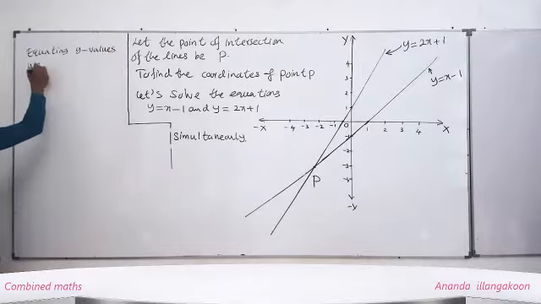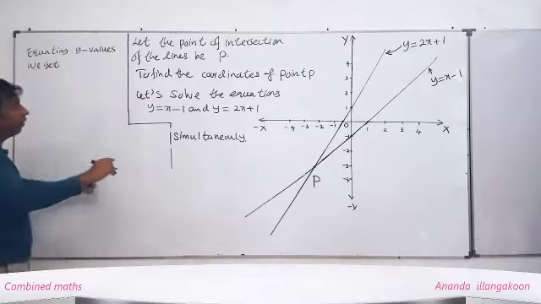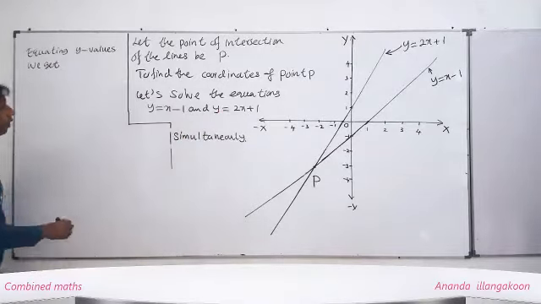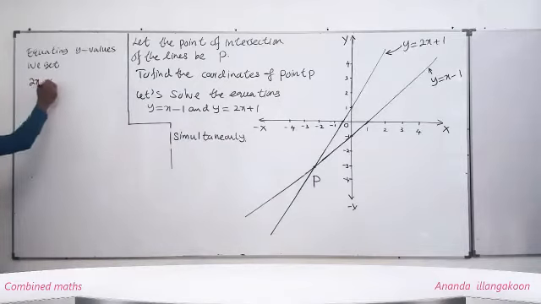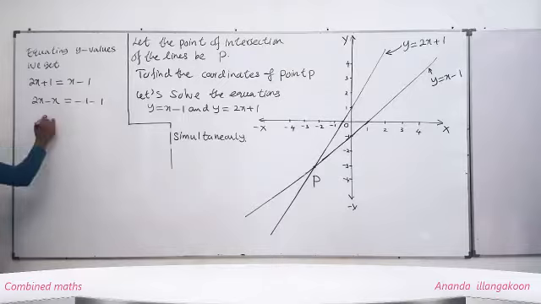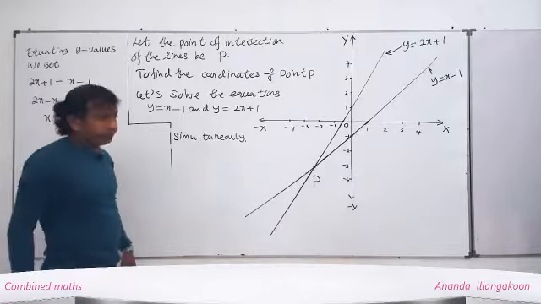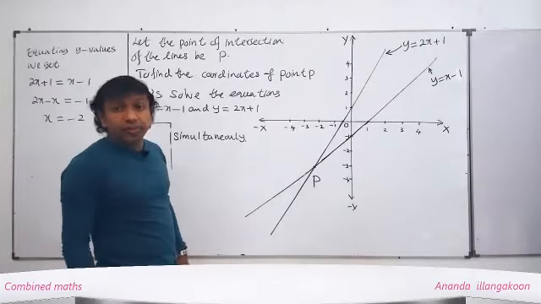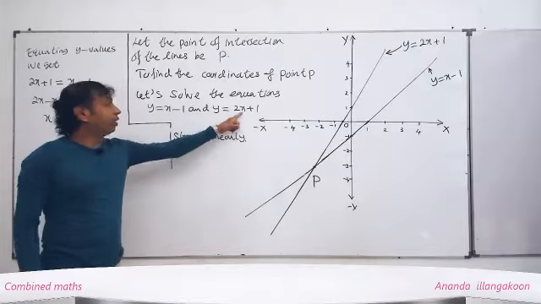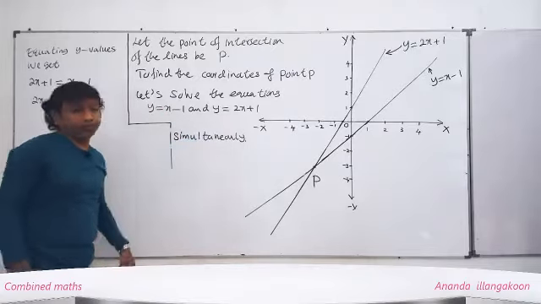We get, we equate this and this, then definitely the right hand sides must be equal. Then we get 2x plus 1 is equal to x minus 1. Bring this to this side, 2x minus x. This one to the right hand side, minus 1 minus 1. x is minus 2. Now we need to find y, people. To find y, we substitute the x value here or here. Whichever you use, people, you get the same answer.